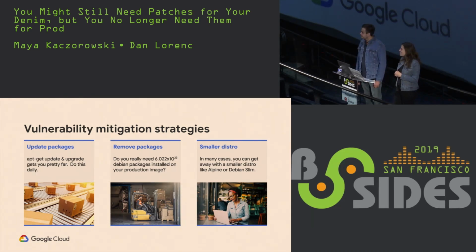The third category is moving to a smaller distribution like Alpine or Debian Slim. You could run your application using one of those smaller distributions to have a smaller surface of attack again. Another option here are also distroless images.